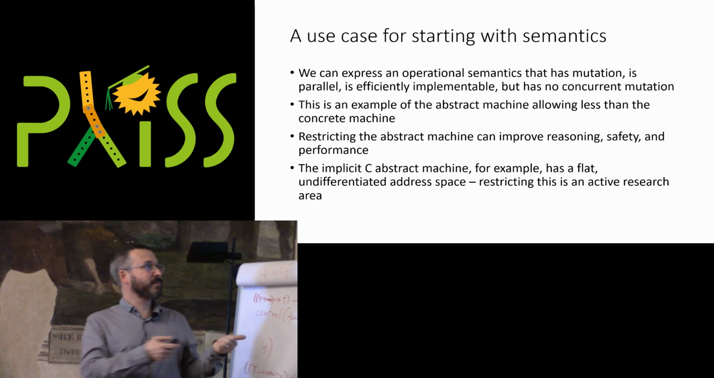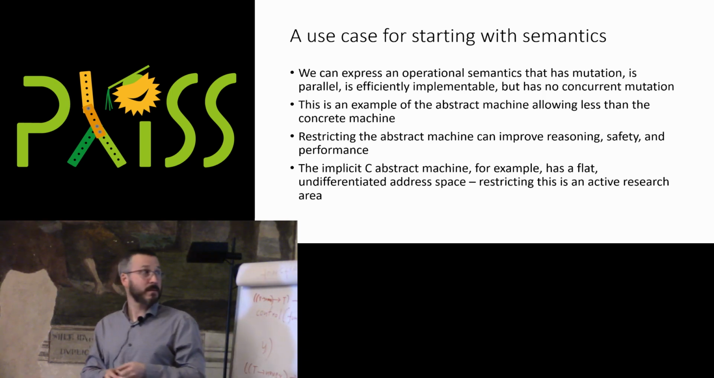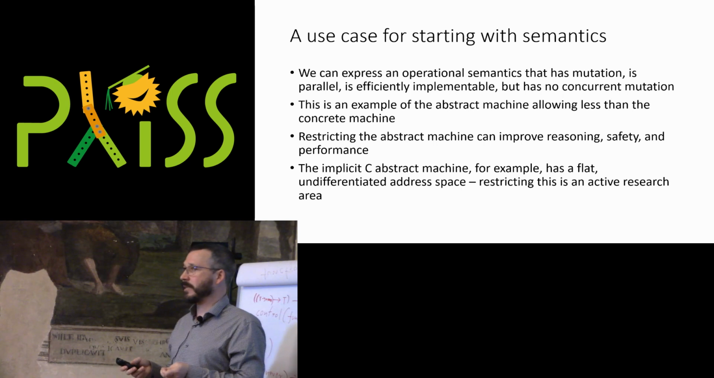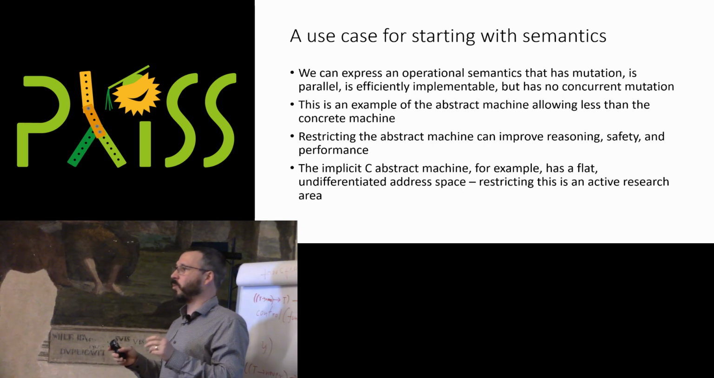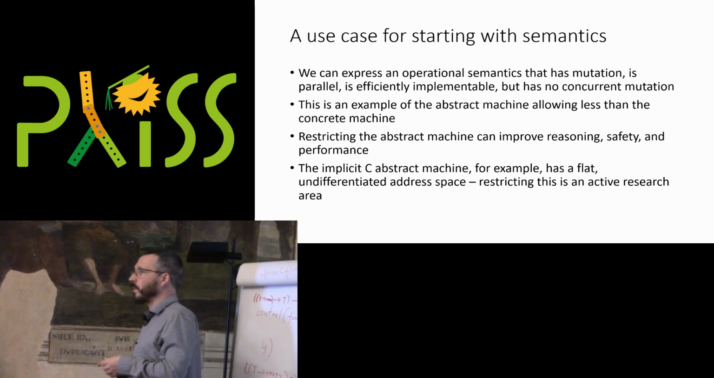But the implicit C abstract machine that I keep mentioning, that doesn't exist, has this flat undifferentiated address space, and finding out how to restrict that, that's still an active area. Don't get me wrong, the work on the C11 memory model has been fantastic, but this work is not done, right? Yeah. What do you mean by restricting it?